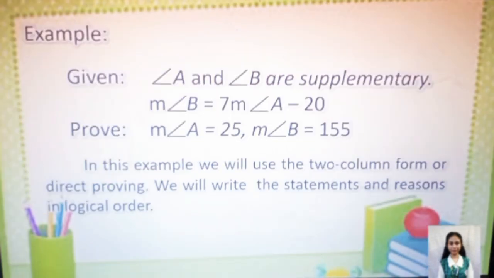Example. Given: angle A and angle B are supplementary. The measure of angle B is equal to 7 times the measure of angle A minus 20. Prove: the measure of angle A is 25 and the measure of angle B is equal to 155.